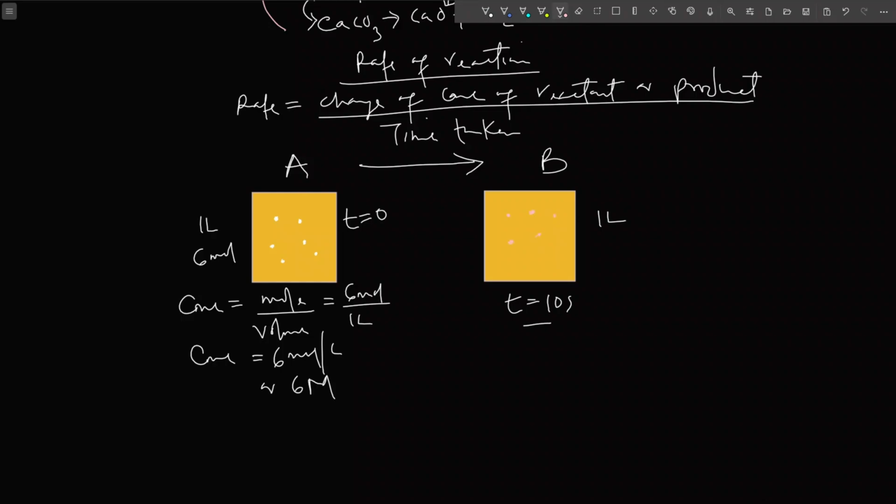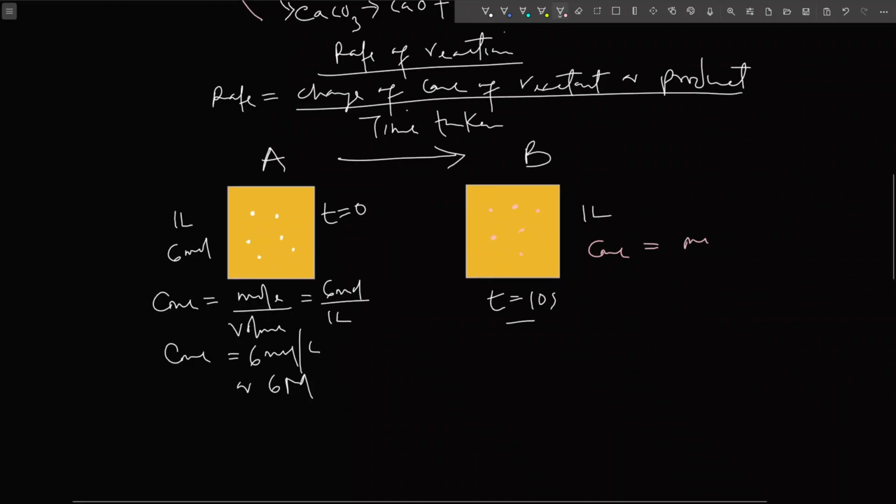So now, I believe you can see what I'm drawing. We're not going to have any molecules of A anymore. We're going to have molecules of B. And from my calculation, I can also calculate the concentration of B that was formed from A. And also, what is concentration? Concentration is still mole over what? Volume.